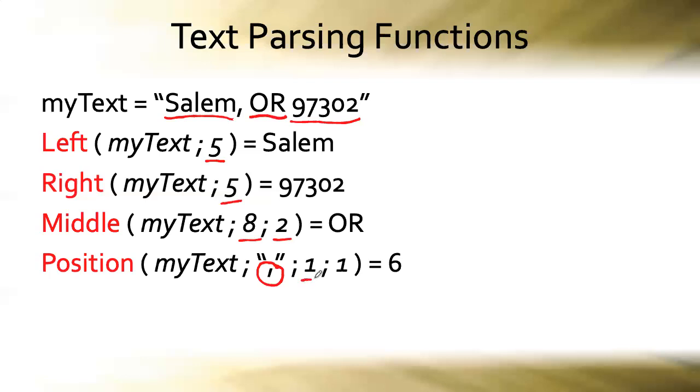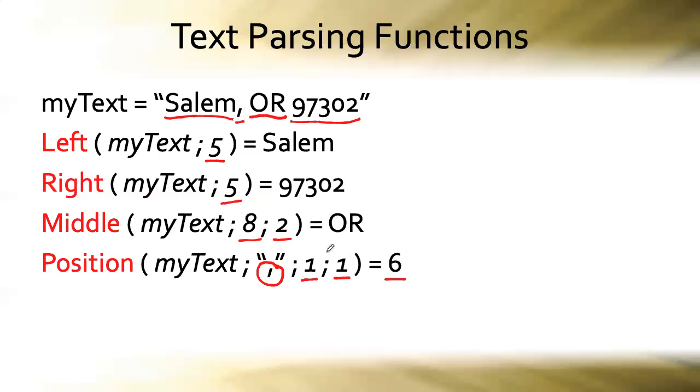And start the search at the first character position of my text and return the position of the first instance of a comma that you find. That would bring back the number 6, because if we count again, 1, 2, 3, 4, 5, 6, the comma was found at the 6th character position.